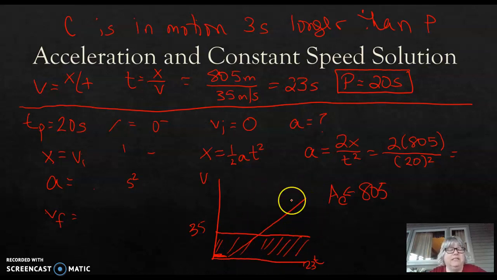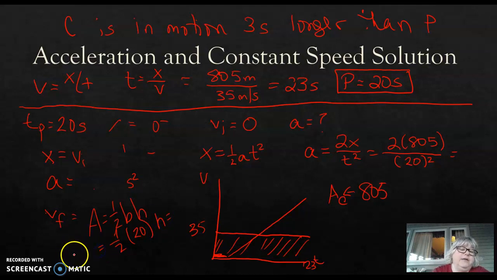And my police car, this is a triangle, so I would have to say the area is 1/2 the base times the height. We know that the base is 20, so 1/2 times 20 is going to be 10. So my height, in order to give me an area of 805, would have to be 80.5 meters per second, which is very close to what I had solved for. Okay, we rounded in a few places, which is why it isn't exact.